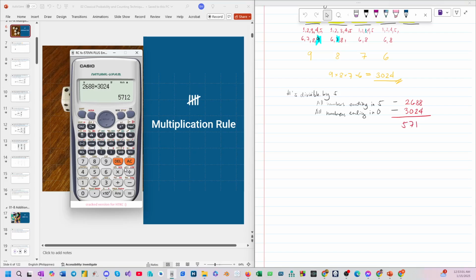So we have 5,712 numbers, or 5,712 4-digit numbers. So, there are 5,712 4-digit numbers that are divisible by 5, or 4-digit non-repeating numbers. Yan, kasi hindi naman umuulit yung ano natin eh. Yan na lang, sige, non-repeating numbers na lang.